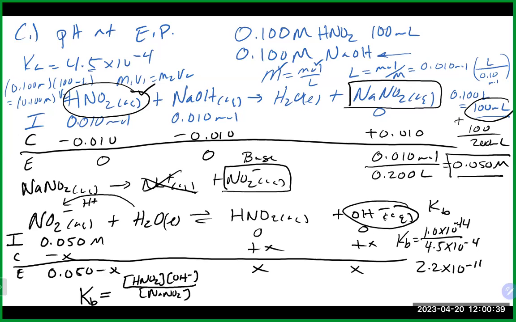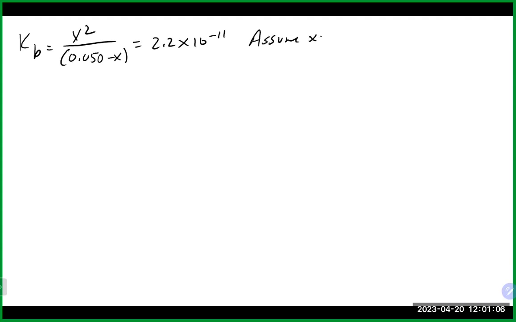All right, so I'm going to put my equilibrium line into that and solve for x. I'm going to actually flip a page here as we get to the bottom. So I'm going to go and pop that stuff into my KB expression. And that would give us x squared over 0.05 minus x equals 2.2 times 10 to the minus 11. At this point, we can assume that x is equal to 0. That's going to give us x squared divided by 0.05 equals 2.2 times 10 to the minus 11. We're going to multiply this to the other side and also take the square root.